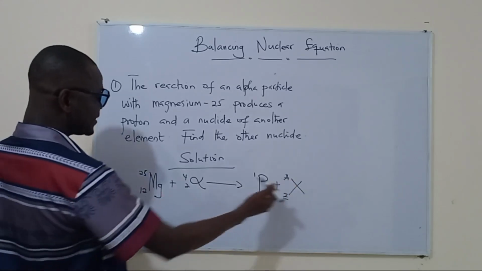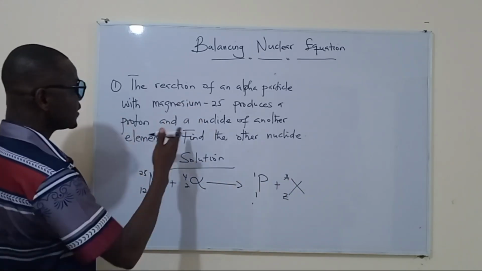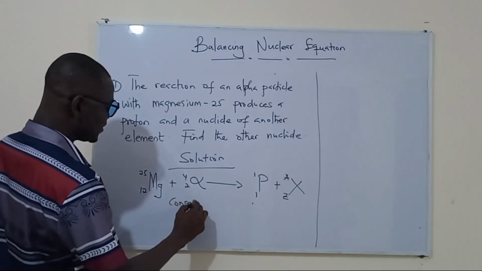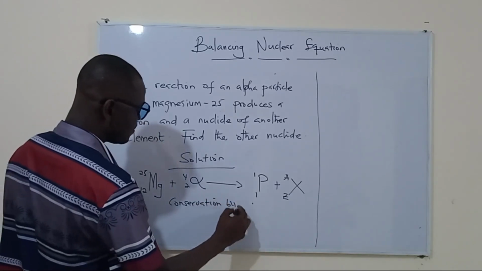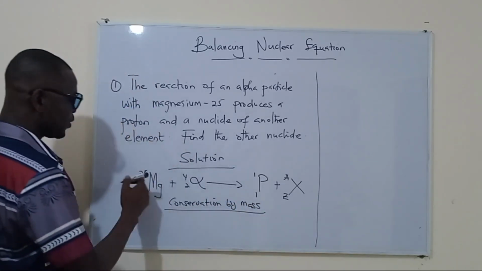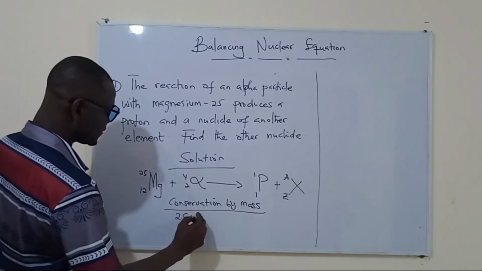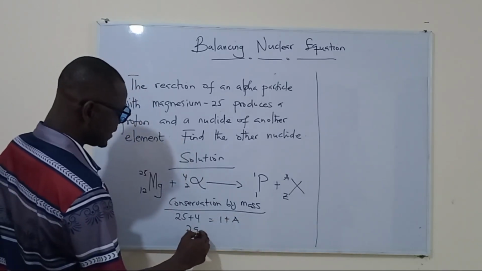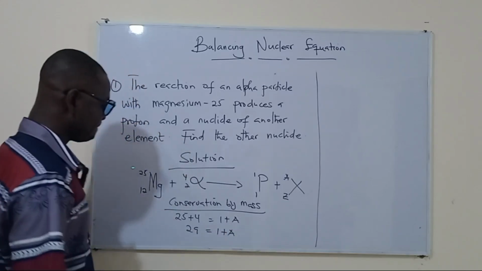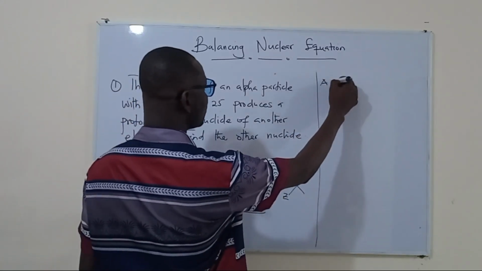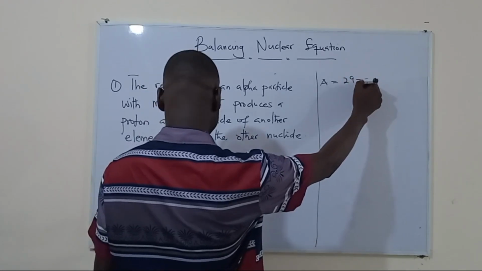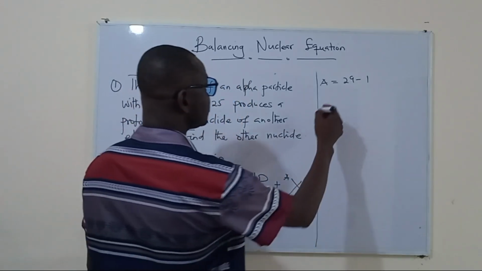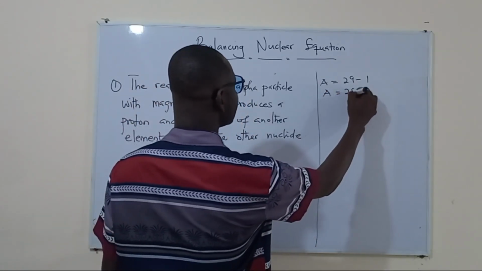After writing out this expression from the statement, we use the first step, the conservation of mass. We sum up our mass numbers: 25 plus 4 equals 1 plus A. So we have 29 equals 1 plus A. A will be equal to 29 minus 1. So A is equal to 28.